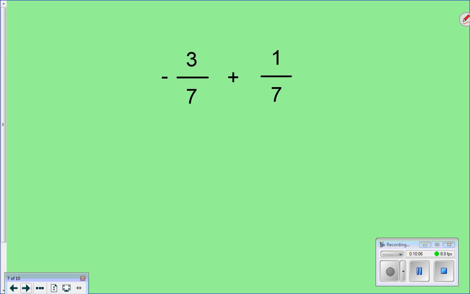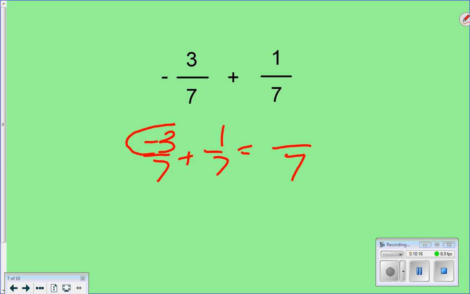So negative 3/7 plus 1/7. So I'm going to rewrite it for myself because sometimes that's what I like. 7's going to stay the same. But then I have negative 3 plus 1. So I have 3 cats, 1 dog. 1 dog's going to run out 1 cat. What am I left with? Negative 2. Yep. So negative 2/7 would be my answer.